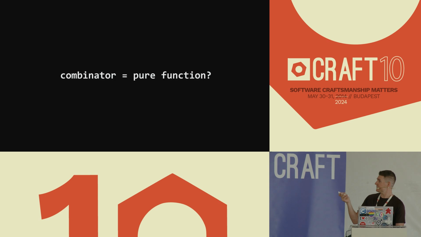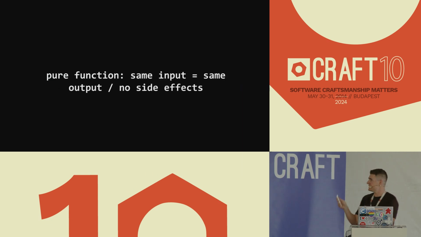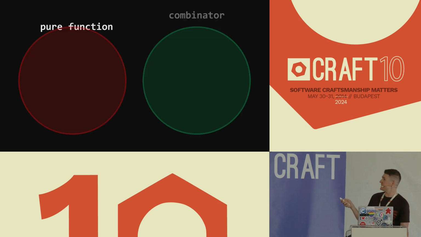When I first understood this, I thought, that sounds like a pure function. Are they the same thing? If you don't know what a pure function is, here's my definition: same input equals same output. There are several definitions out there, no side effects. You might have heard of referential transparency. But the idea is no matter what input you give it, you're always going to get the same output for that given input. So are they the same?